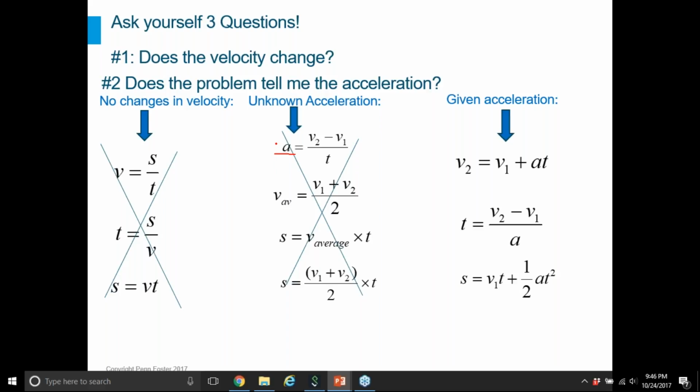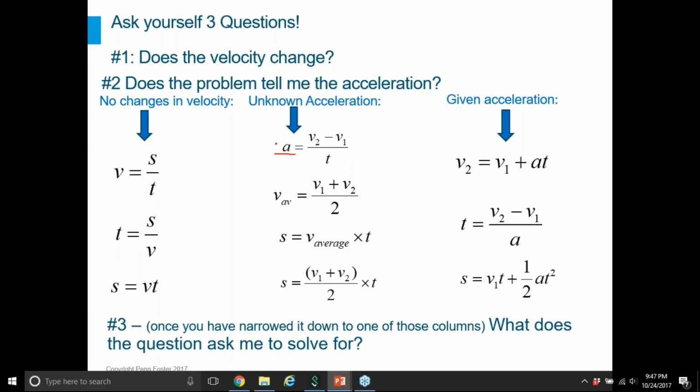Now, using those first 2 questions, we've narrowed it down. Instead of having to deal with like 12 formulas, we're trying to just choose between 3 or 4, so that's good. And then how do we make that final choice? We ask ourselves question 3, what does the question actually ask you to solve for? If we are in this third column over here, when we're given the acceleration, it's pretty easy then to figure out which formula we're going to use.